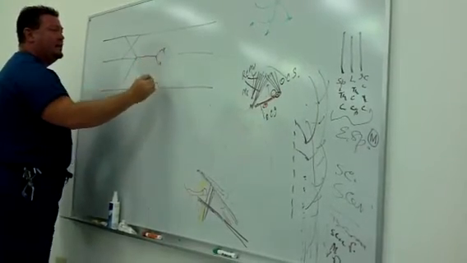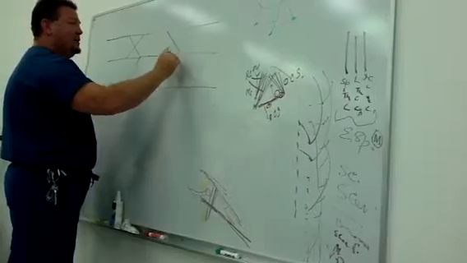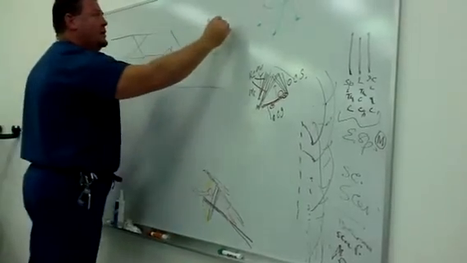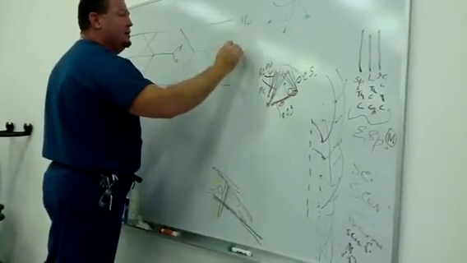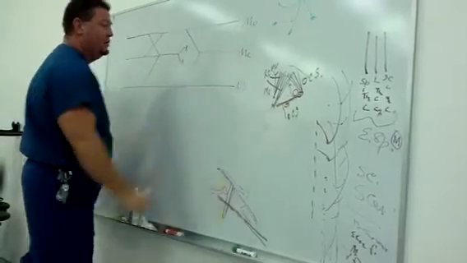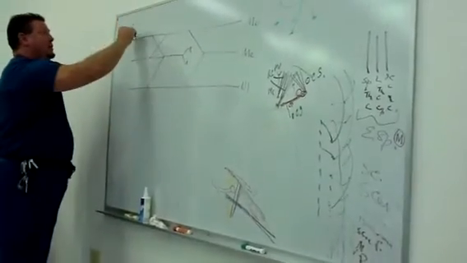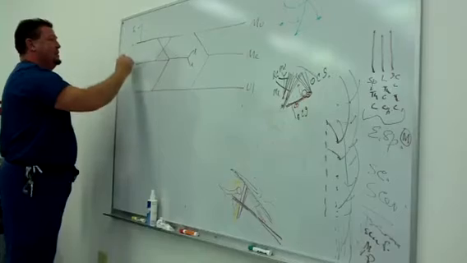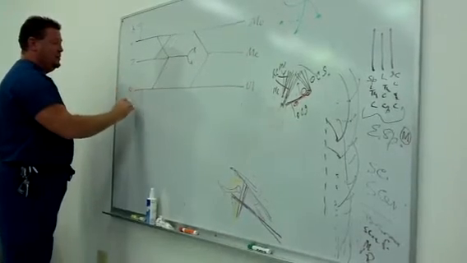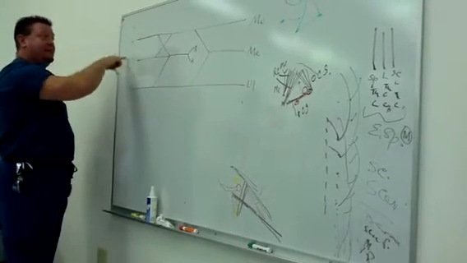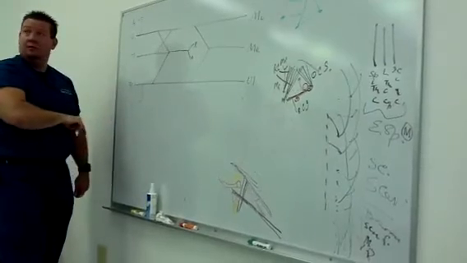Radial, axillary. You have to make the M. You guys have heard of the M? You got to make the M: musculocutaneous, median, ulnar. Okay? Then I did 5, 6, 7, 8, 1. So C5, C6, C7, C8, T1. You with me so far?